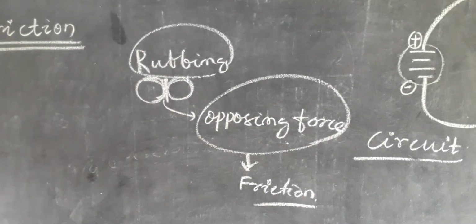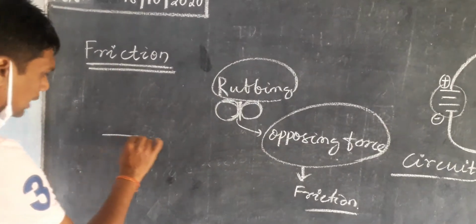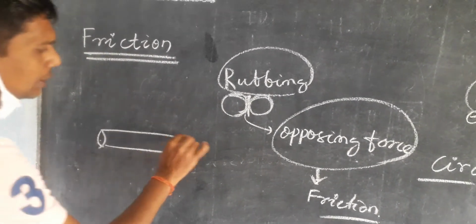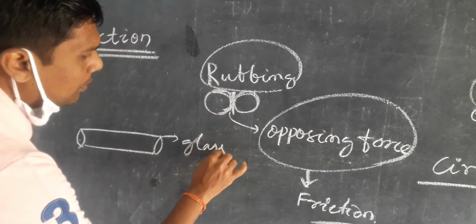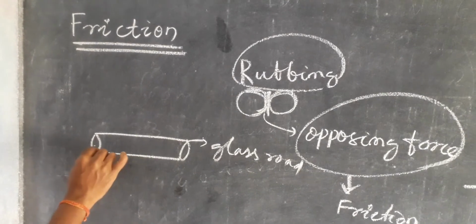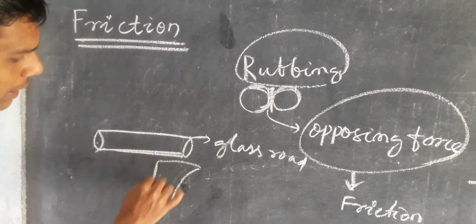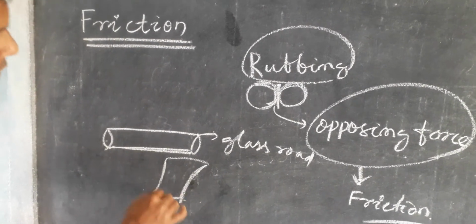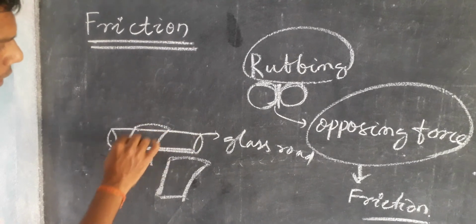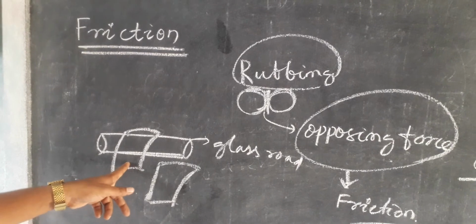Suppose we take one example here. Suppose this is one glass rod. And when we rub this glass rod with a silk, suppose this is one silk cloth, when we rub this with the silk cloth, then what will happen?